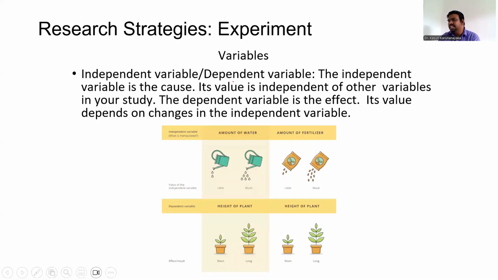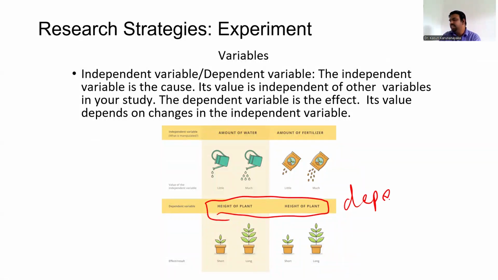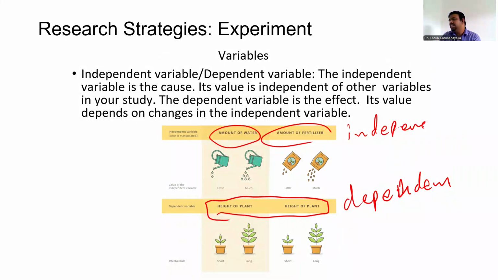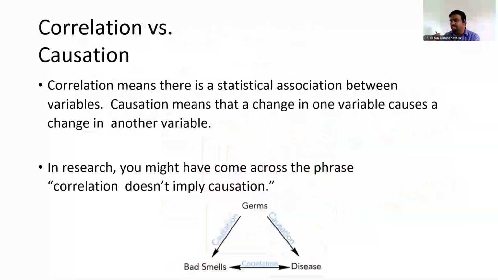So what are independent and dependent variables? The dependent variable is the variable that we measure. The independent variable is the variable that we change. For example, if you want to study whether adding more water or more fertilizer can enhance plant growth, your dependent variable is the height or growth of the plant. If you add more water or more fertilizer, these are your independent variables, because you can change the amount of water and fertilizer that you add, and then you take the measurement. So these are the two basic types of variables in experiment research.